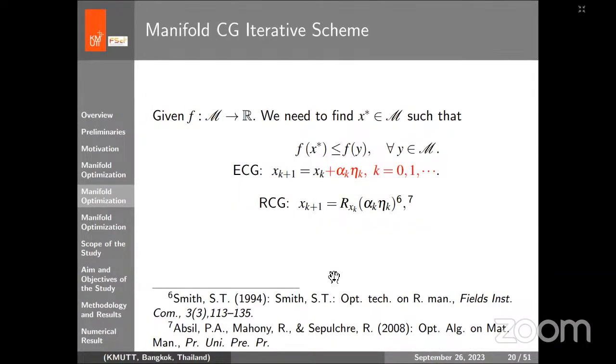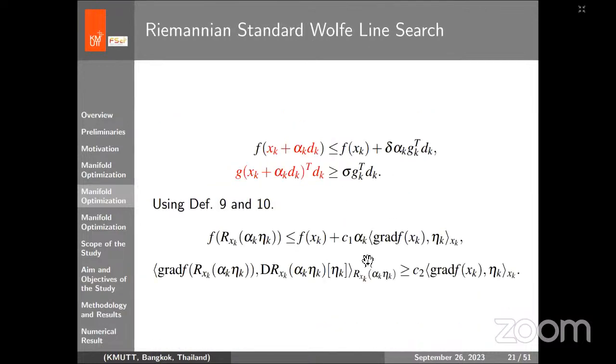Now, given a manifold M and a function from M to R, we need to find the minimizer using this. So the iterative scheme in Euclidean space, based on the definition of retraction and vector transport, can now be given by this, which was first introduced by Smith in 1994, as well as Absil, Mahony, and Sepulchre in 2008.